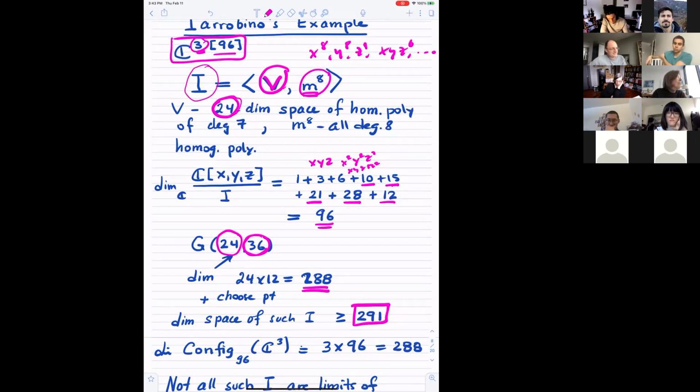But now at this point, you should say, wait a minute. The configuration space, I can count what the dimension is: C3 to the 96 divided by the symmetric group. C3 to the 96 has dimension 3 times 96, which is 288. And now you should say, wait a minute, this is bigger than that. How did that happen? What this example says is that you can have schemes of length 96 supported at the origin that are not limits of 96 distinct points.